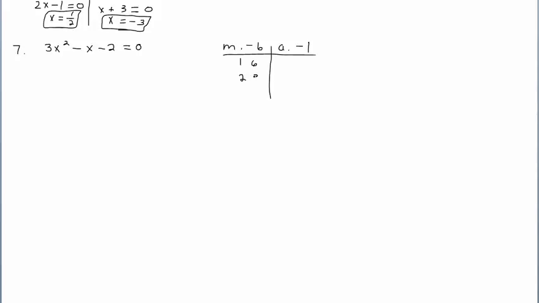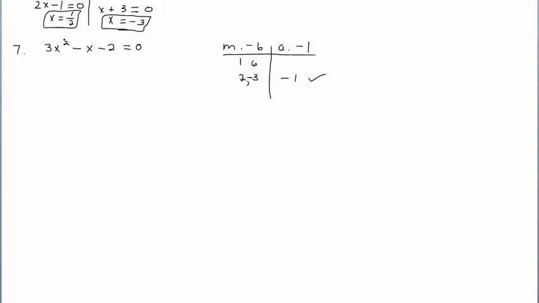1 and 6, 2 and 3. Notice that we need a product of -6, so one of the two factors has to be negative to produce that, but we also have to keep in mind we want to add to -1. So it looks like it's going to be 2 and 3, and if we make the 3 negative, the sum is going to be -1, so that's the appropriate set of factors.